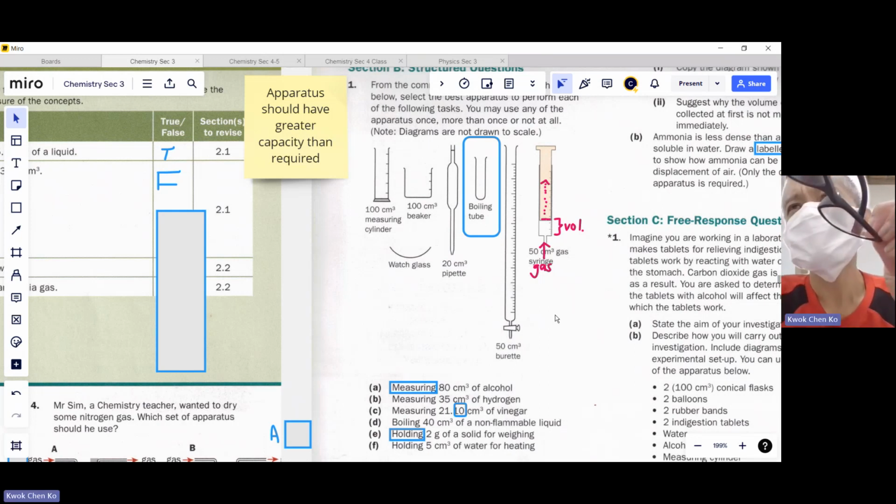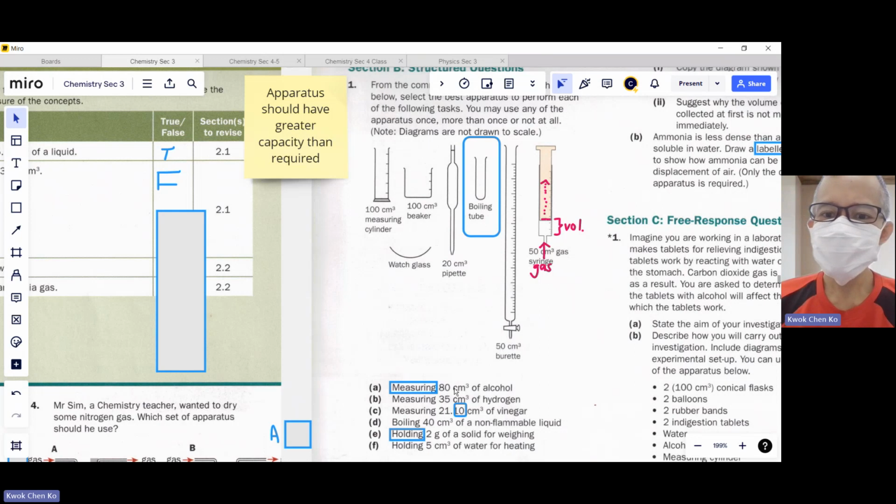Because a beaker is not actually used for measuring. Is it used for just storing liquid? Yeah, storing, holding. I don't know whether you noticed this word there. I hope you did. Do you notice measuring, holding? It can be quite tricky.